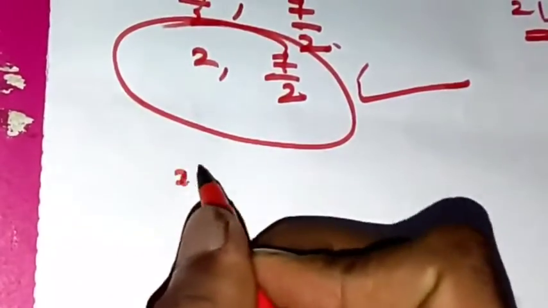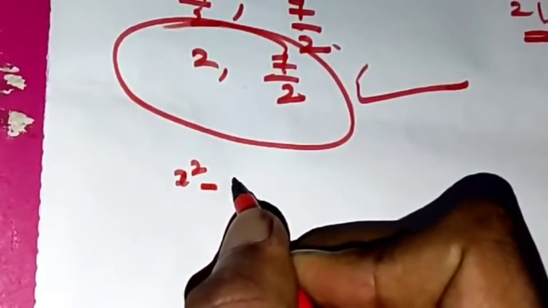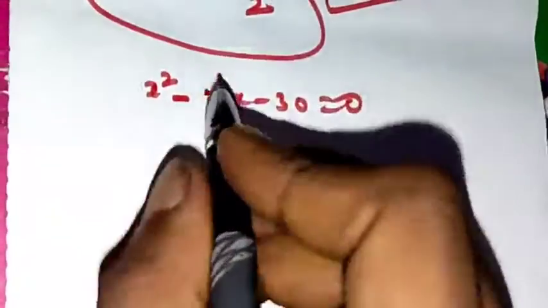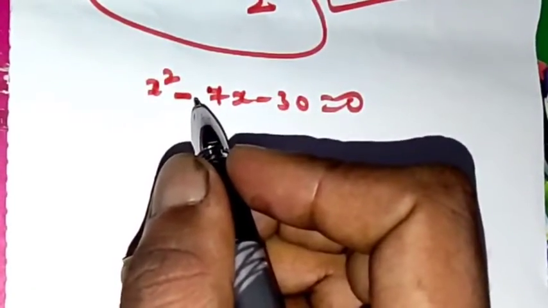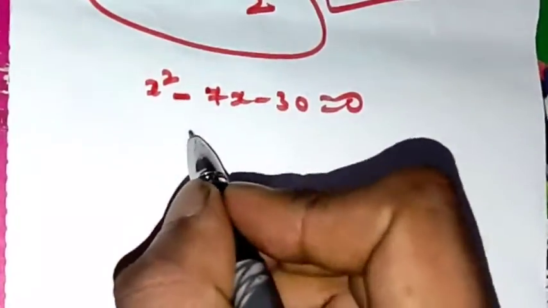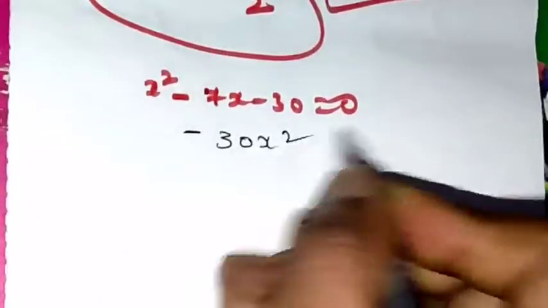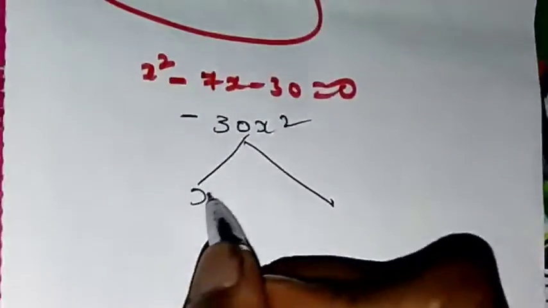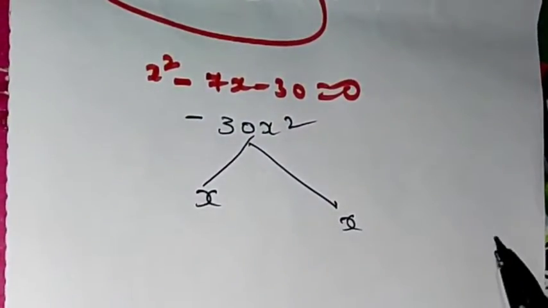Suppose I am taking x² − 7x − 30 = 0. Suppose this is another quadratic equation. Okay, we solve this quadratic equation. Now first step is what? We have to multiply x² and −30. We get −30x². Okay, then next step is what? Here x² is there, we take 1x here, another x here.